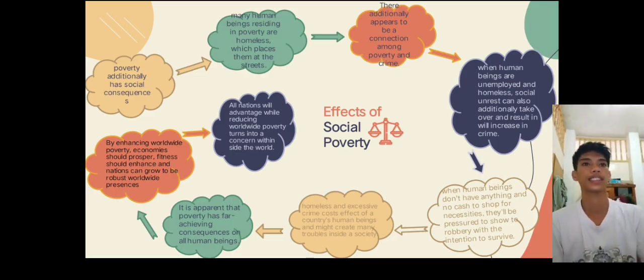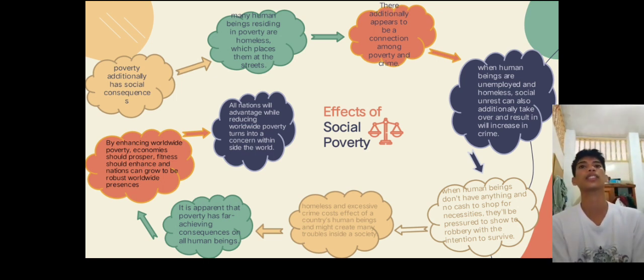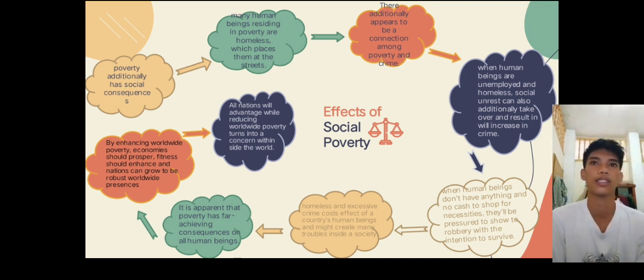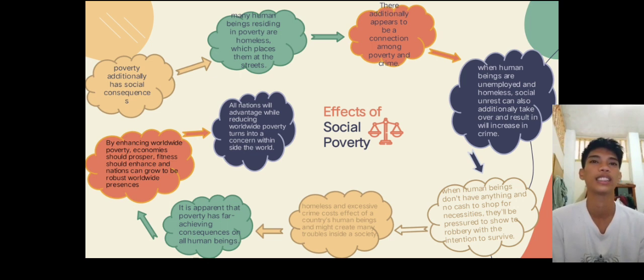So next is the effects of social poverty, or it's like a cycle of the effects of social poverty. First, poverty additionally has social consequences. Many human beings residing in poverty are homeless, which places them at the streets.